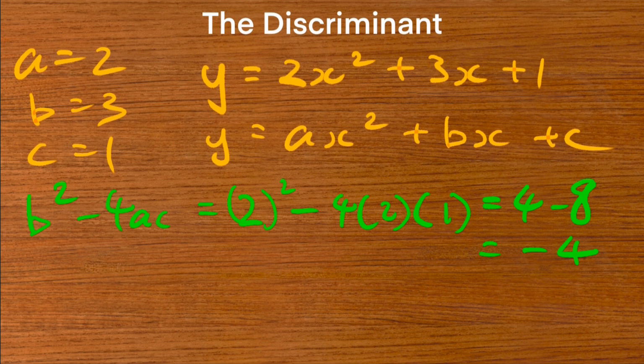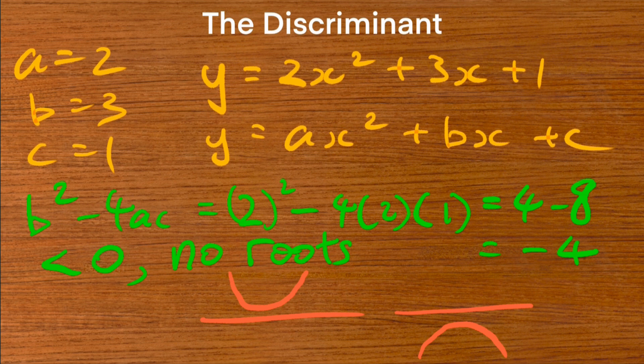Because the discriminant here is negative, less than 0, there are no roots. And so the quadratic graph will not cut the x-axis. So it could look either like this or that. Whether it is a parabola or inverted parabola depends on the value of a. If a is positive, then it would resemble a parabola. If it is negative, then it would be an inverted parabola.